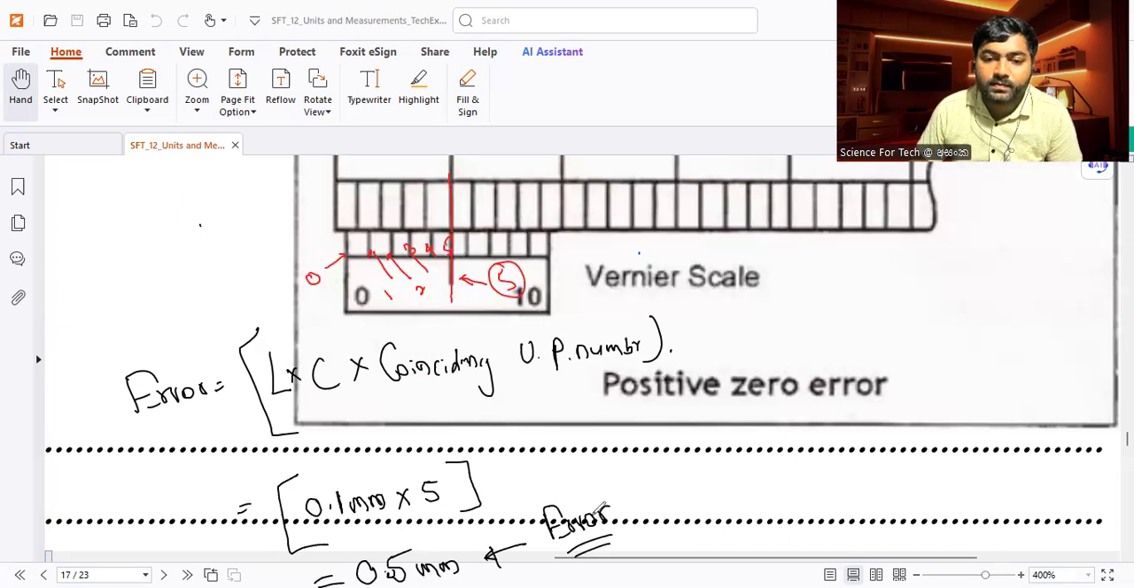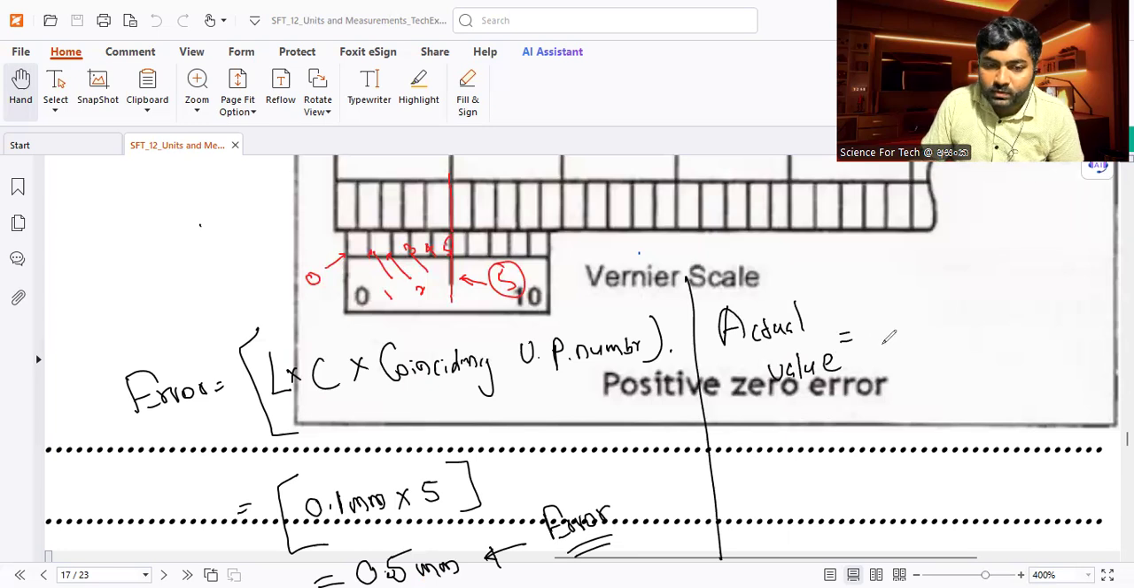This is the error. Yes, sir, understood. Then what you have to do is take the reading from this vernier instrument and subtract this error from the final reading. So you can get the actual value. Understood? Yes, sir. Then I will write: actual value equals reading minus error.